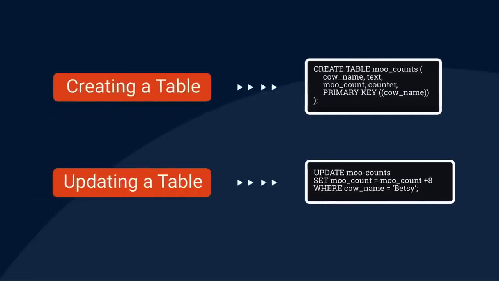Let's say we own a ranch that specializes in cows and we want to count the moos each cow makes. We're going to create a table called moo count. It has the column cow name, which is also the primary key of the table, and moo count is the counter column. Now to add to a moo count, we will use the update command to update the moo count table each time we hear a moo. In this example, we updated the moo count to increment the value by 8, where the cow name is Betsy.